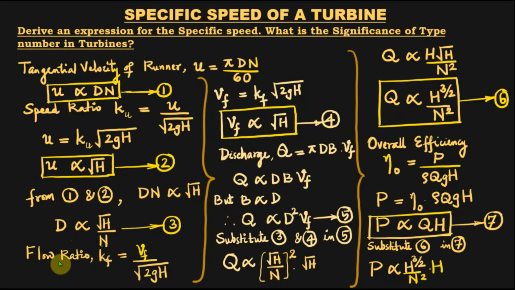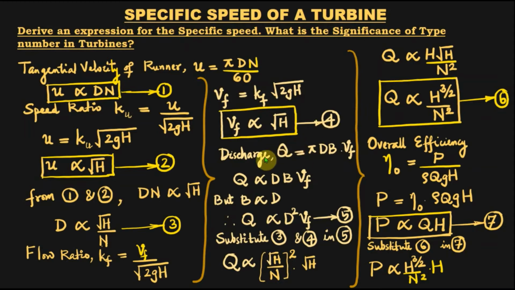Now consider the flow ratio given by Kf is equal to velocity of flow Vf divided by root of 2gh. What is Vf? Vf is equal to Kf into root of 2gh. In this expression for Vf, Kf and root of 2g are constants. So we can write Vf is proportional to root of h. Let it be equation number 4.